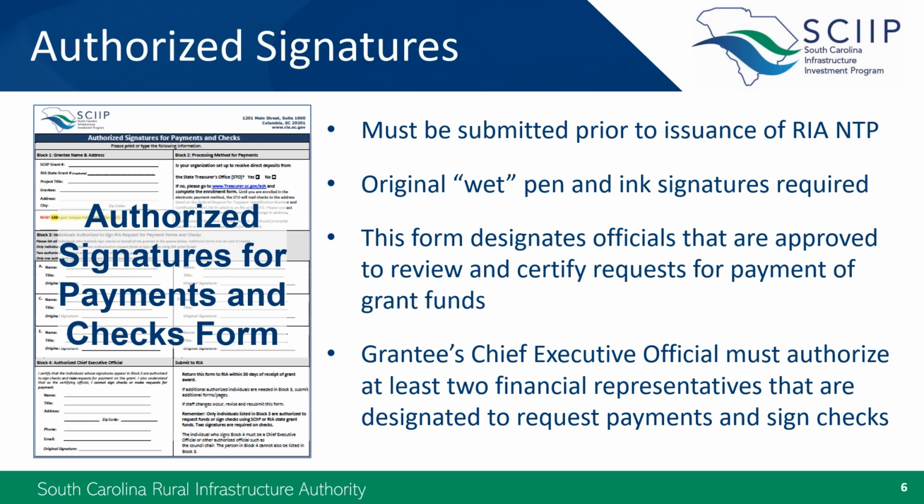There are examples included in the grant project management procedures that indicate how the form should be completed to properly authorize officials. I'll show you a few of those examples on the next slide. The form is designed for up to 6 signatures, and it's best to designate more than 2 persons, if applicable, in case one of the signers is not available when a check needs to be written.